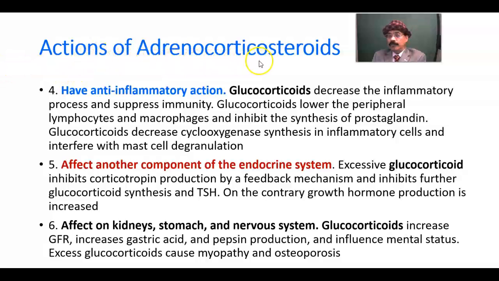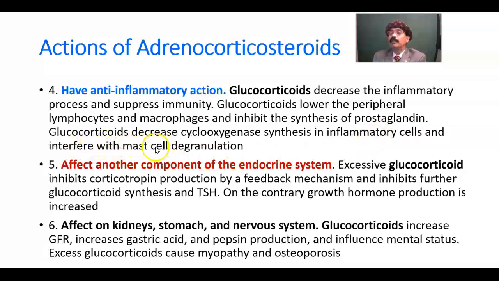Adrenocorticosteroids have anti-inflammatory action. Glucocorticoid decreases the inflammatory process and suppresses immunity. Glucocorticoid lowers the peripheral lymphocytes and macrophages and inhibits the synthesis of prostaglandin. Glucocorticoid decreases cyclooxygenase synthesis in the inflammatory cell, and interferes with mast cell degranulation.